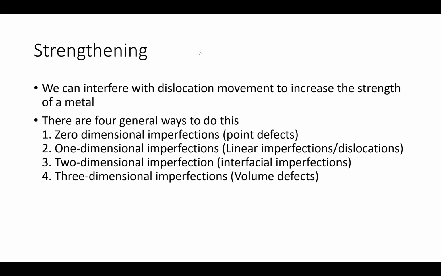So how do we strengthen? There's a couple ways we can strengthen a material. We can interfere with dislocation movement to increase the strength of a metal. There are 4 general ways to do this. We have 0-dimensional imperfections, which are point defects. We have 1-dimensional imperfections, which are linear imperfections. We have 2-dimensional imperfections, which are interfacial imperfections, and then we have 3D imperfections, which are the volume defects. But the general takeaway from this slide is that as long as we're interfering with dislocation movement, we're going to strengthen our metal.